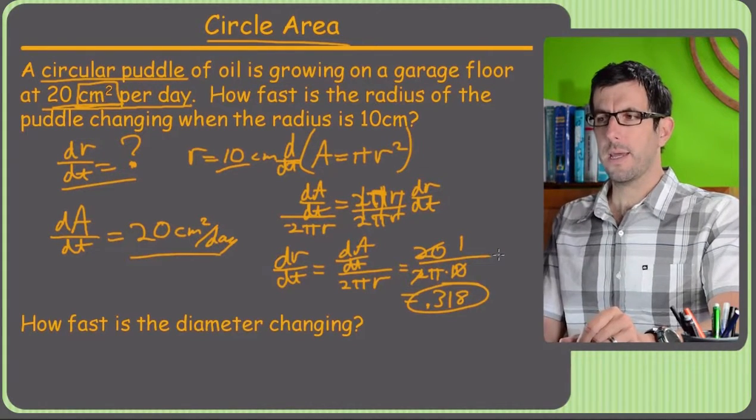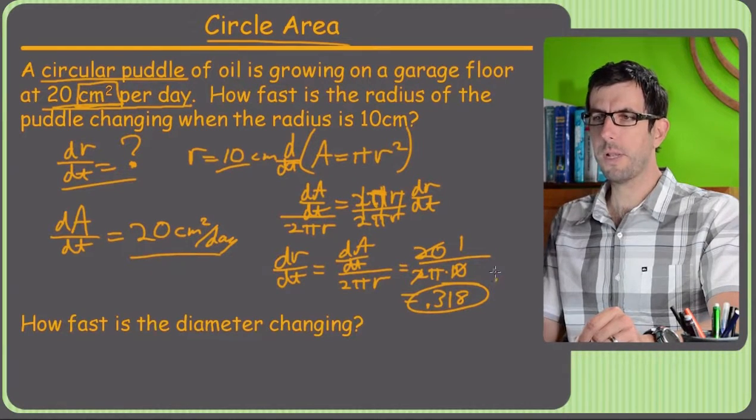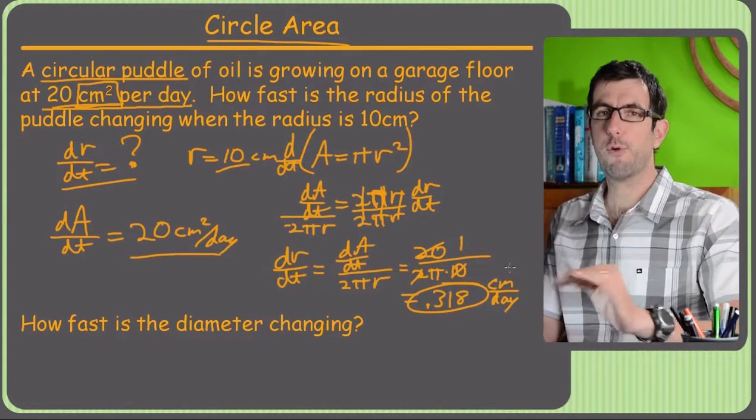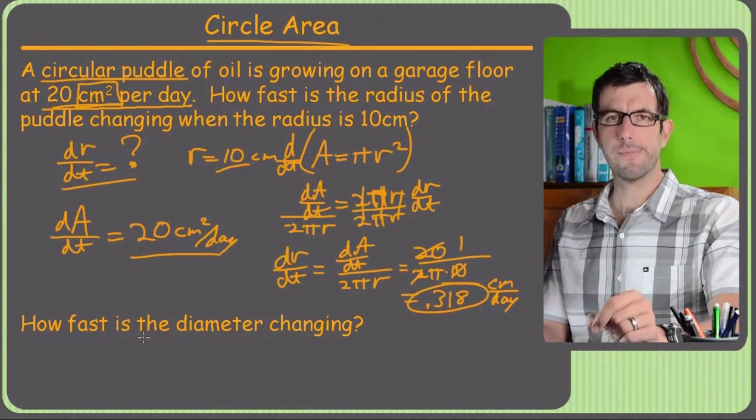So not too bad. How fast is the radius changing? That's going to be 0.318 centimeters, and is it per second or per day? Per day. That makes a lot of sense. Usually an oil spot on the garage has been forming a long time by a very slow leak. So how fast is the diameter changing?